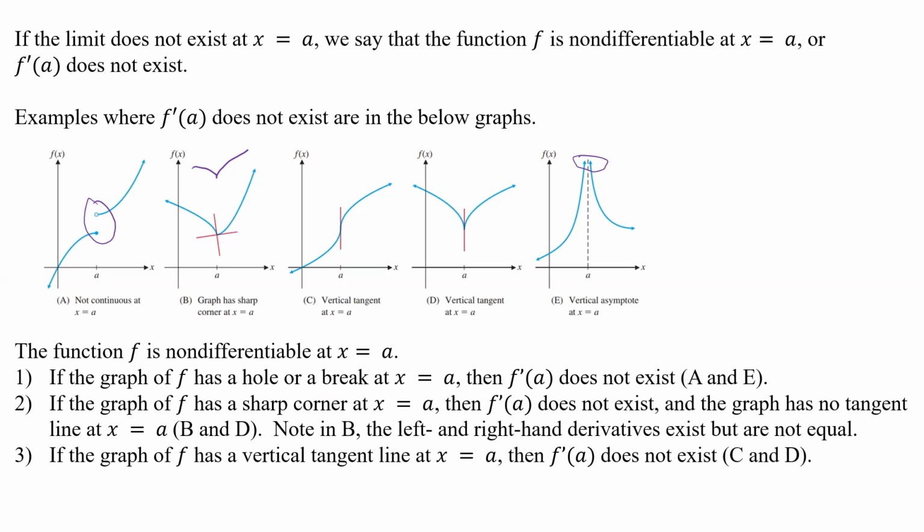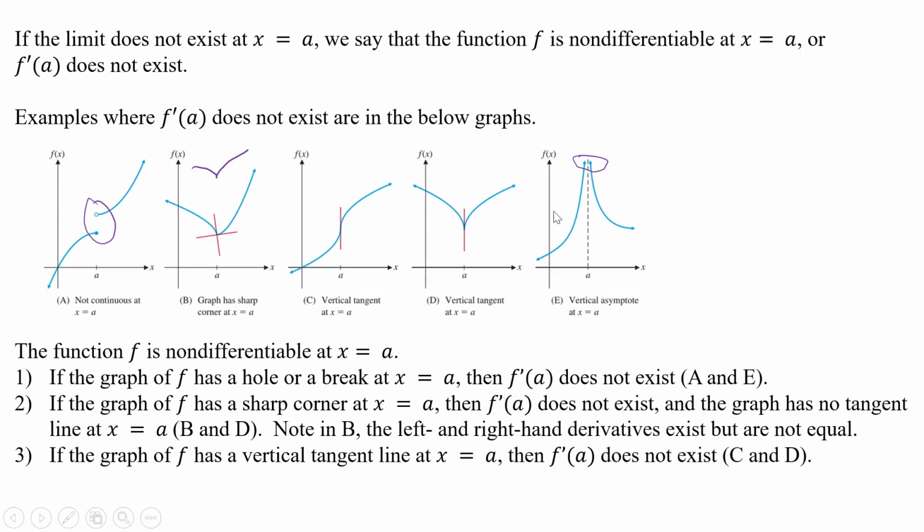Now, if the graph has a vertical tangent at x equals a, then f prime of a doesn't exist, and that's going to be c and d. Okay. So again, if there's a vertical tangent, which is this one, when you draw the tangent, it breaks through the graph that way, and it's going to be vertical here. And then again, it's going to be vertical at this point here. So we're not having a derivative at those 2 points.